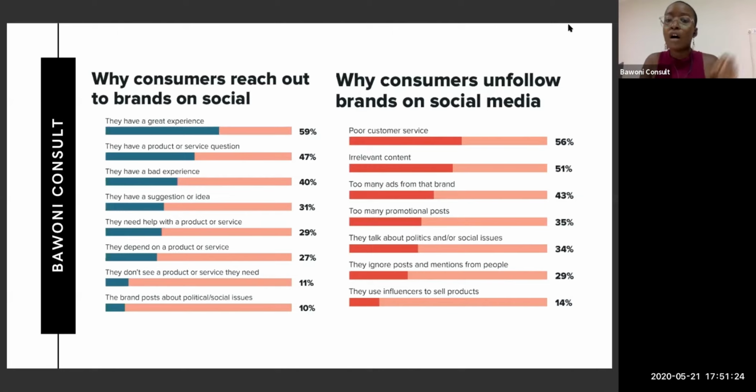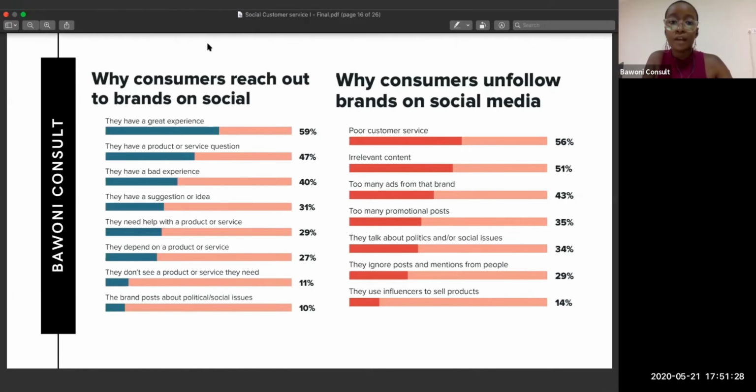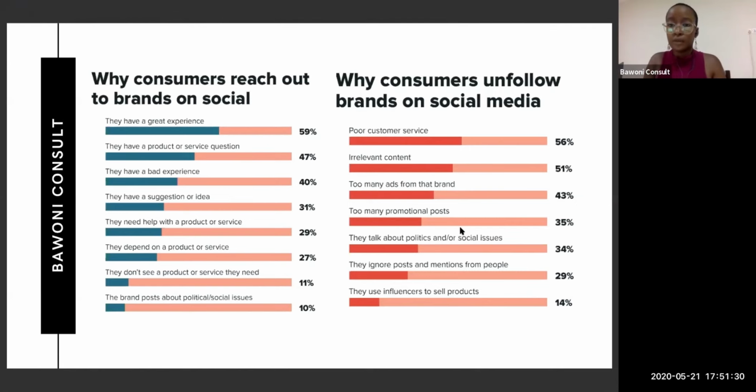And consumers will unfollow a brand on social media because they might have had a poor customer service experience. The brand is just posting irrelevant content, like nothing to do with what they do. They're maybe retweeting random people. And this happens a lot when you have a third party managing your social media. So you have to really be careful about that and be aligned with whoever is going to be managing your social media. There's too many ads from that brand.